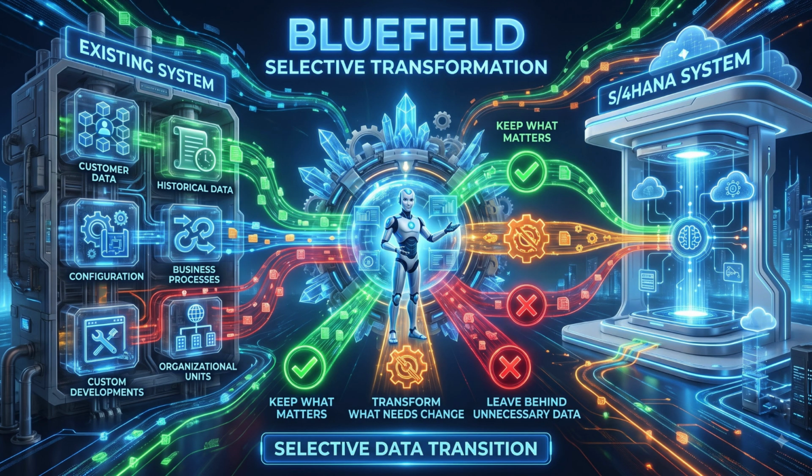Now we come to Bluefield. Bluefield is commonly used to describe a selective transformation approach, where an organization doesn't necessarily want to take everything from the existing system and doesn't necessarily want to start completely from scratch either. Instead, it selectively decides what should be migrated, what should be transformed, and what should be left behind.